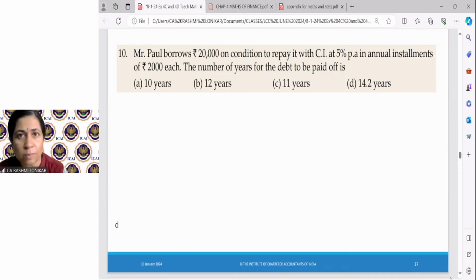What is the installment amount? Installment amount is 2,000. What is the rate of interest? 5%. What are they asking you to find? How many installments I need to pay? That is what they are asking you.